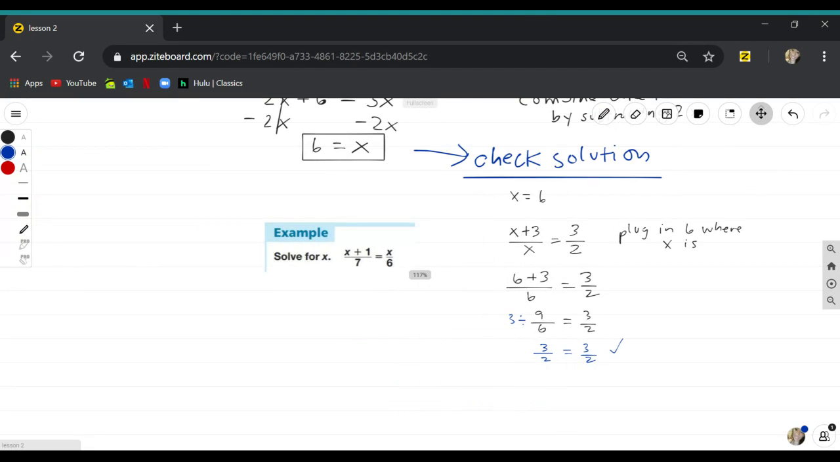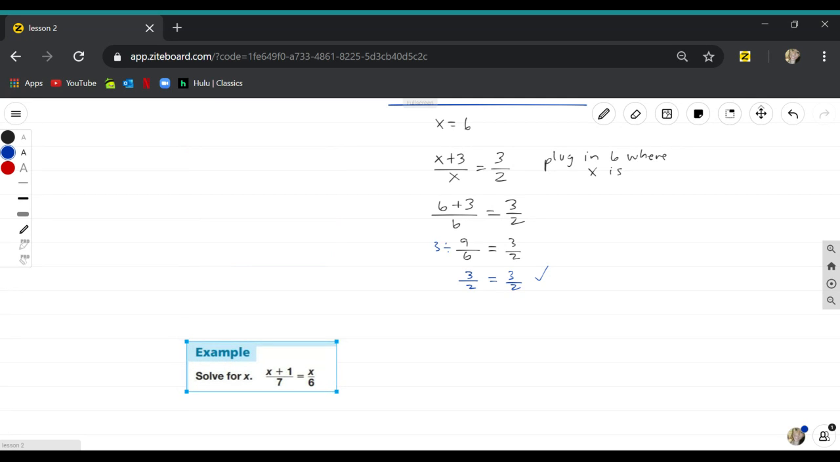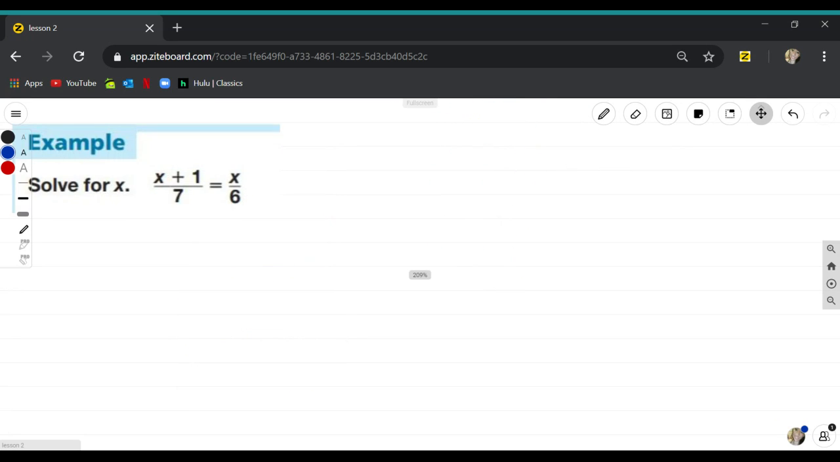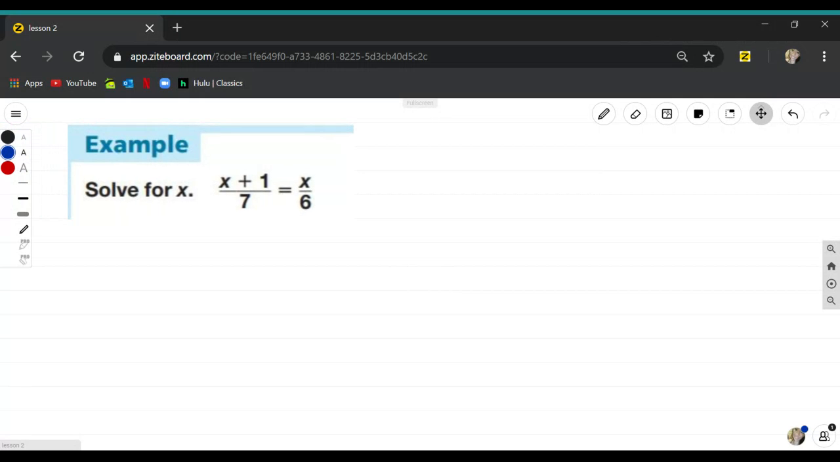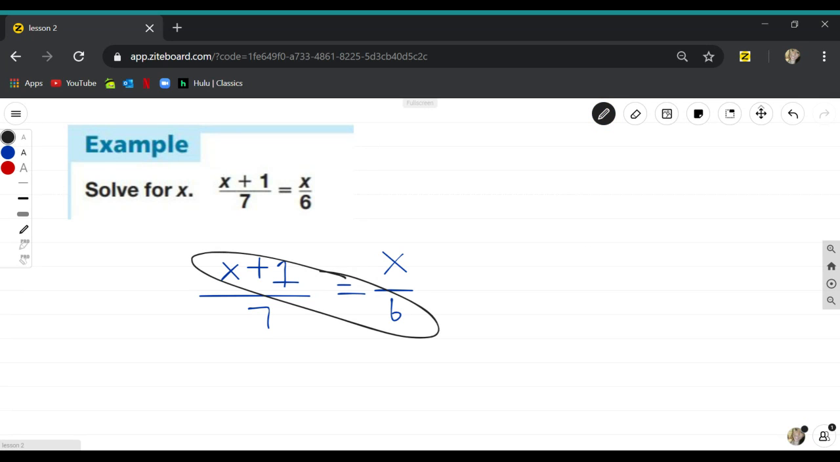Let's go ahead and take a look at another example. Take a look at it down here. And it says solve for x, so we're going to do the same thing. So x plus 1 over 7 is equal to x over 6. So first thing first, we're going to cross multiply, remember? So I'm going to go ahead and do it on this side right here. So x plus 1 times 6 is equal to 7 times x.